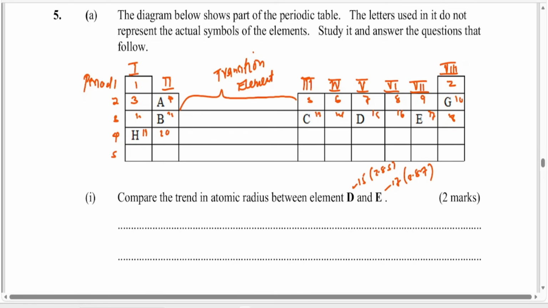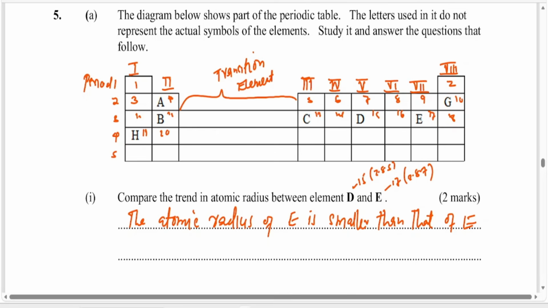So we first give the statement to compare. So we say the atomic radius of E is smaller than that of D. Please remember to use a comparative term, smaller than that of D.